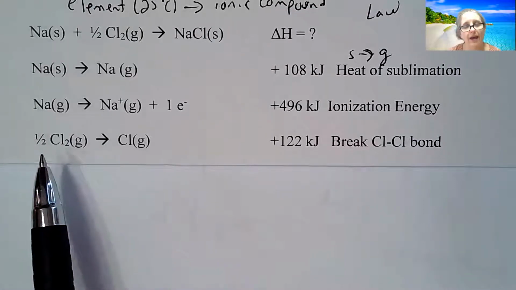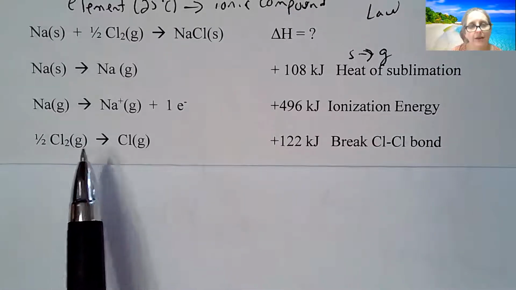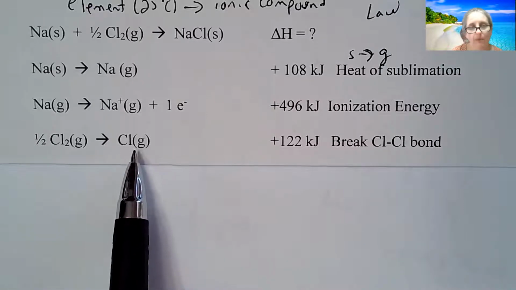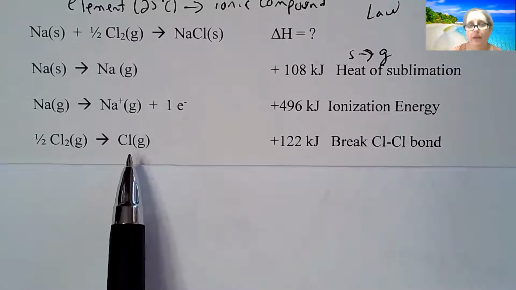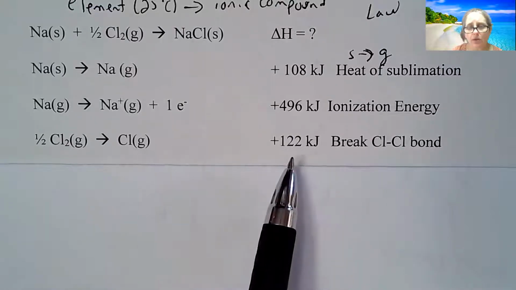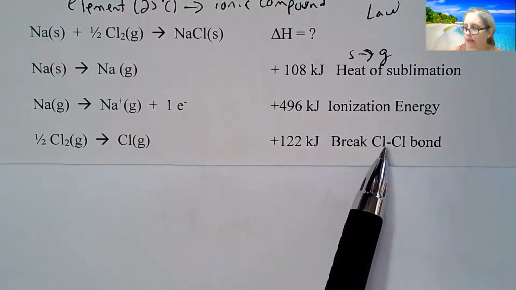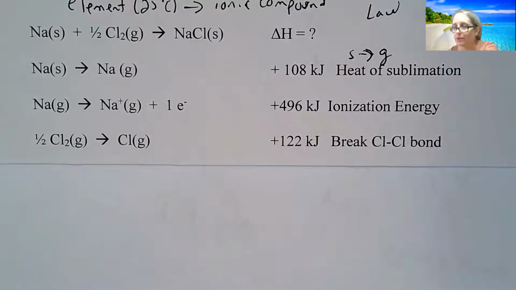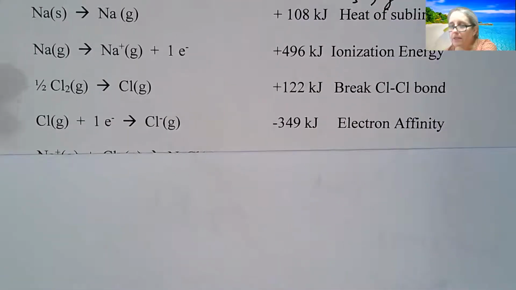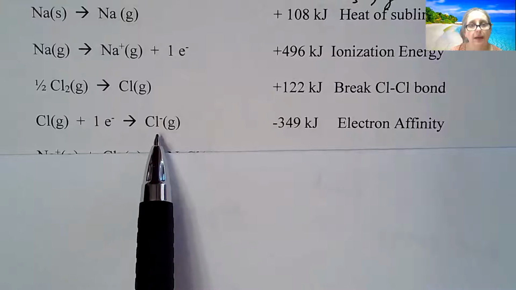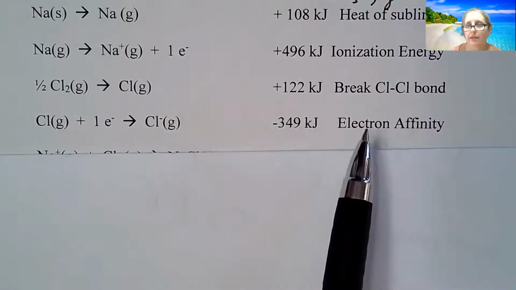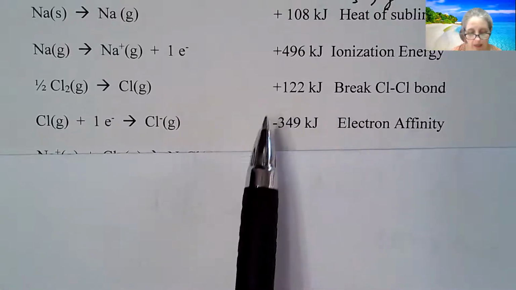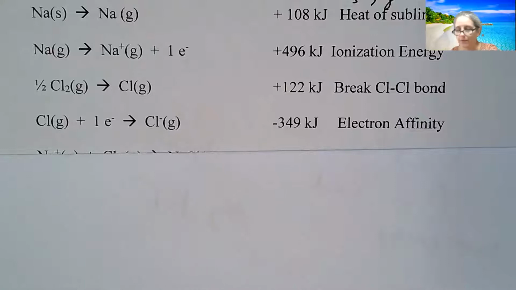Then I have a half a mole of Cl2 gas. The reason I have a half a mole is because once I separate it out, I have a complete mole of chlorine atoms in the gaseous state. So essentially what I'm doing there is breaking the Cl-Cl bond. And since it's only a half a mole, it's about 122 kilojoules of energy. Then I want to make Cl the anion. So I need to add an electron, that is the electron affinity, another trend we talked about in chapter 7. That's about negative 349 kilojoules of energy.